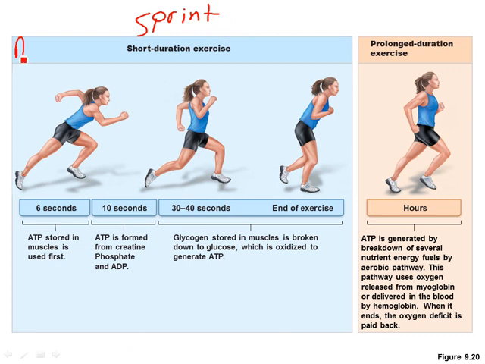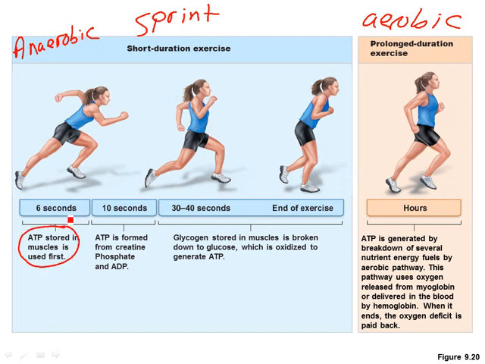Anything in blue is anaerobic. The tan is aerobic. So when you first get up and go, the first 6 seconds, you're using that ATP that you've got stored in your muscles. You've got some stored up, about 4 to 6 seconds worth.